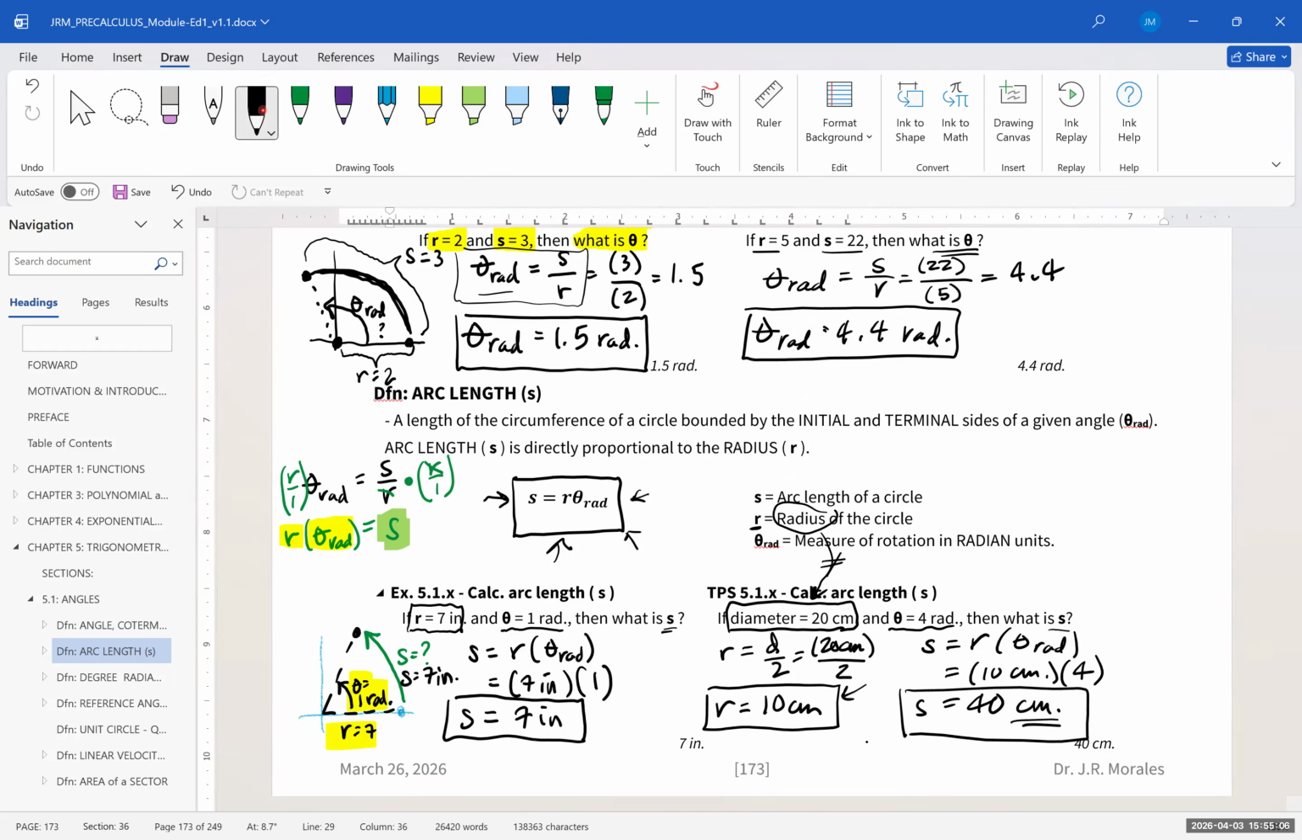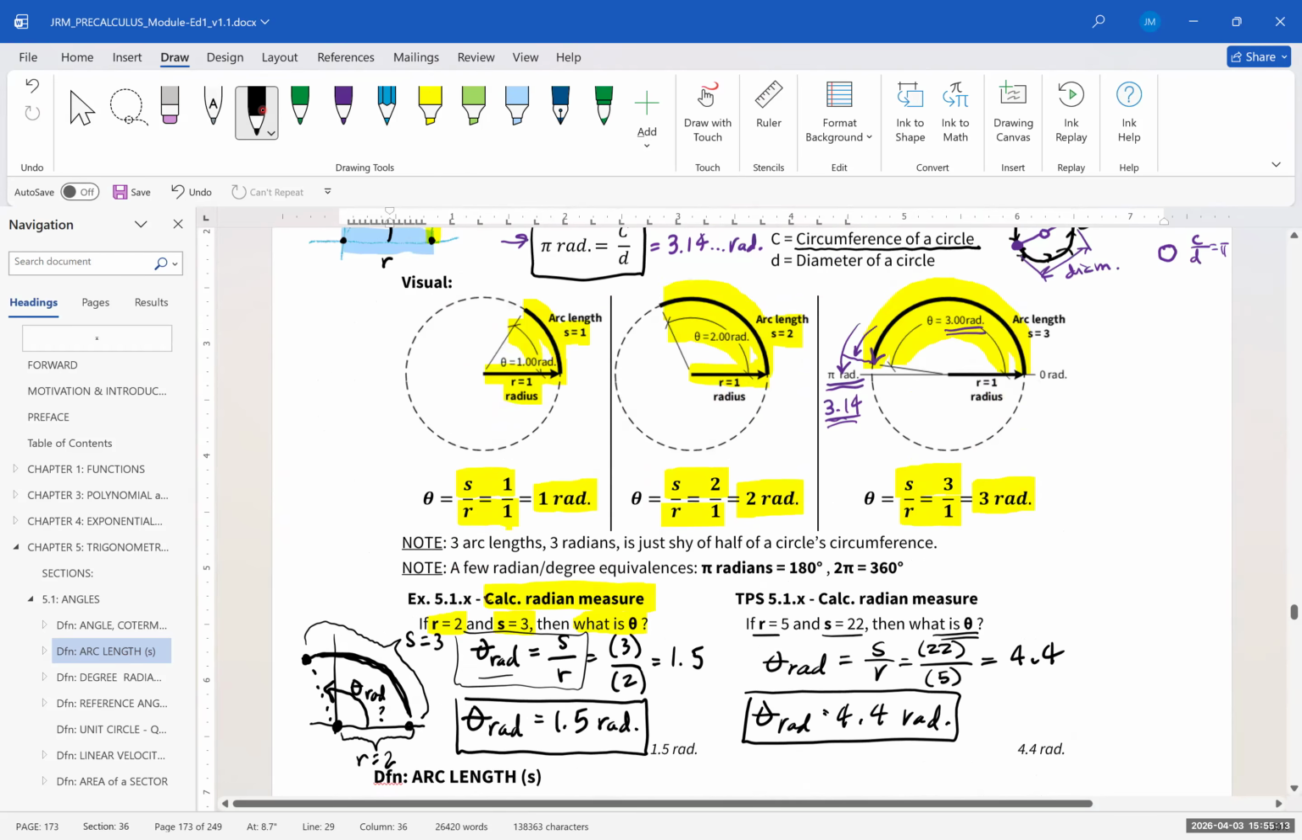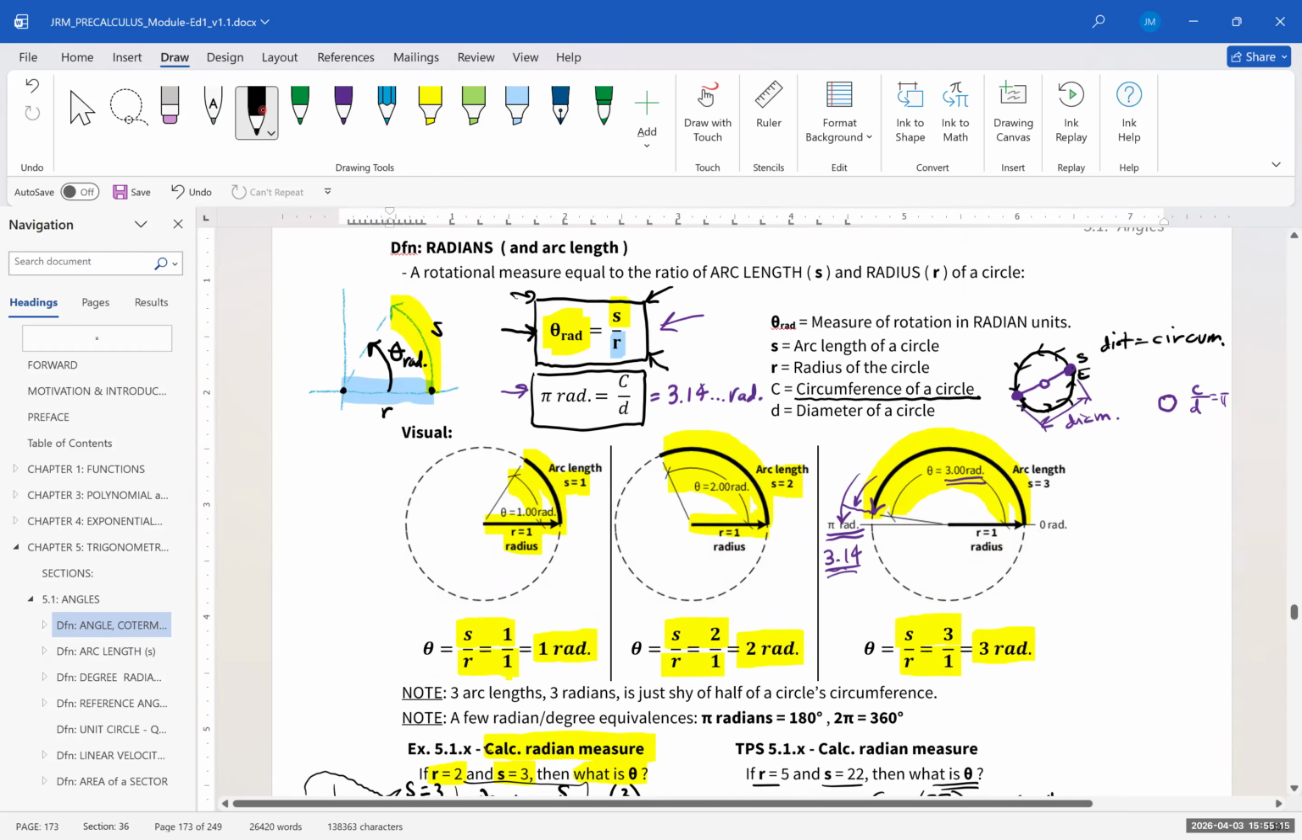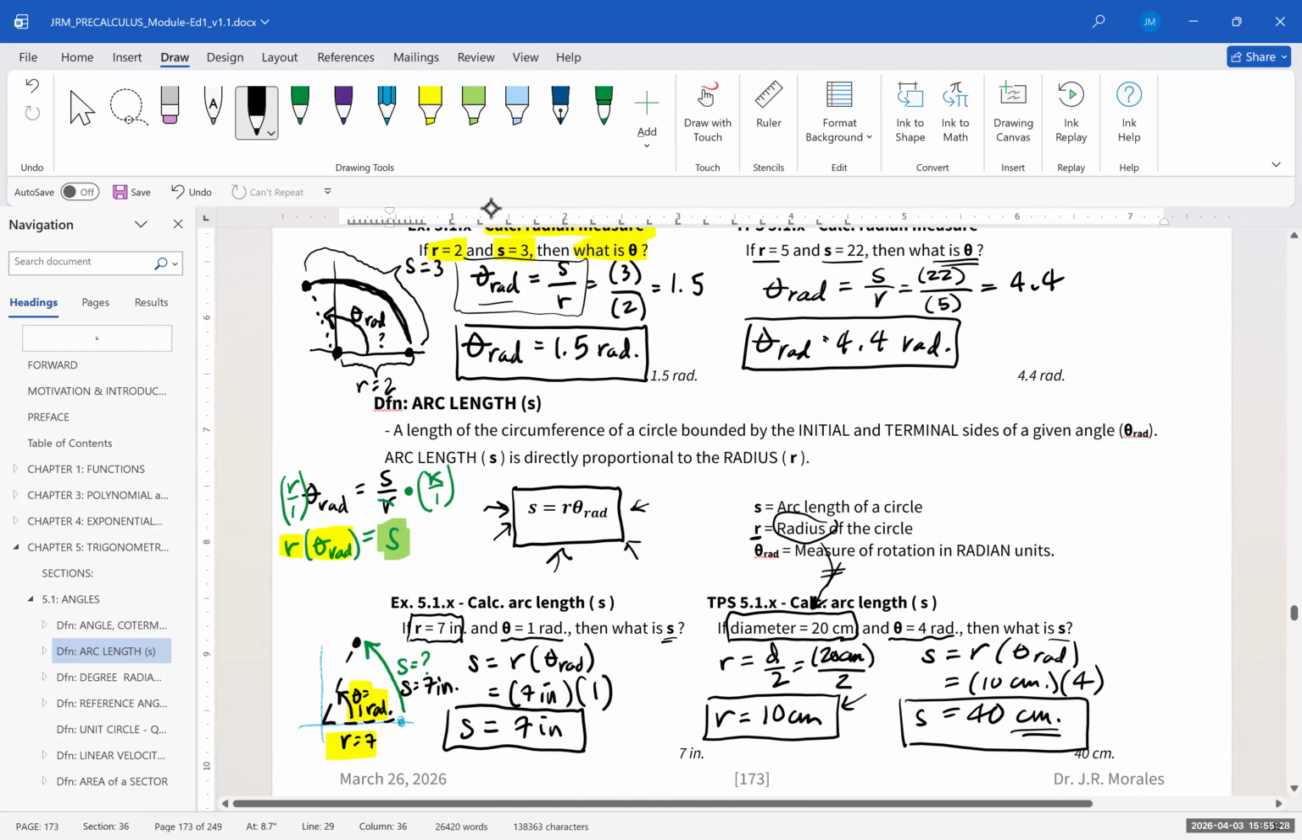On this page, we looked at how to get the rotational measure given arc length and radius, and how to get the arc length knowing the radius and the angular measure. Let me know if you have any questions.